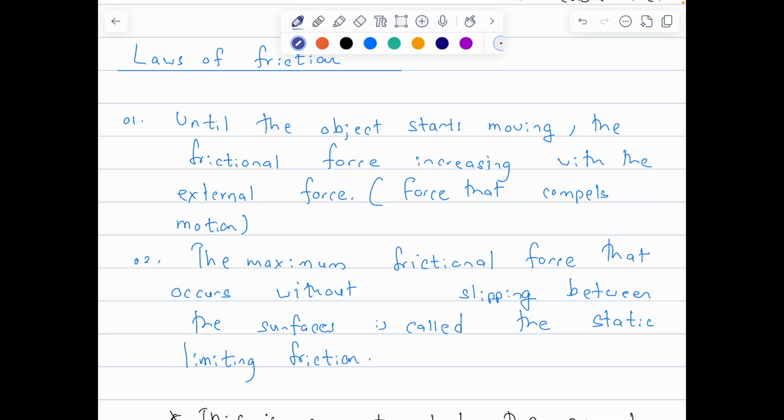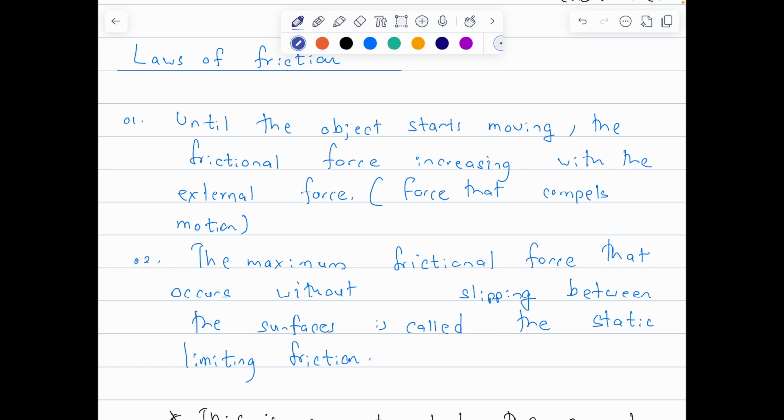Until the object starts moving, the frictional force increases with the external force. Right? So before the object starts to move, according to the force that you apply, friction is going to vary. If you apply 2 newtons, friction is going to be 2 newtons. If you apply 4 newtons, friction is going to be 4 newtons. Until the force that you apply exceeds the maximum possible value of friction that we understood very well.